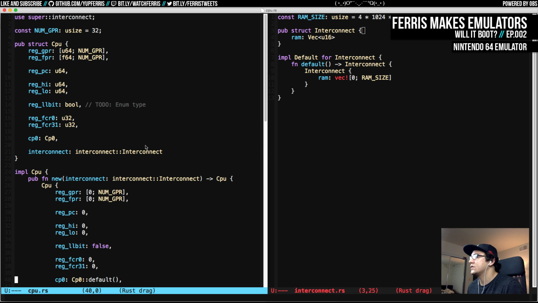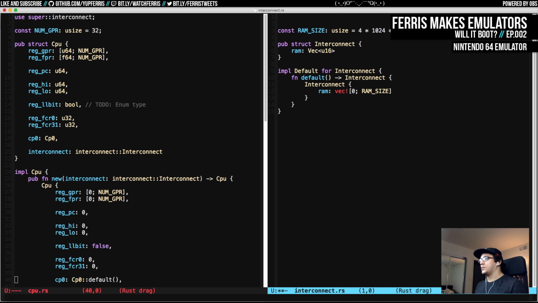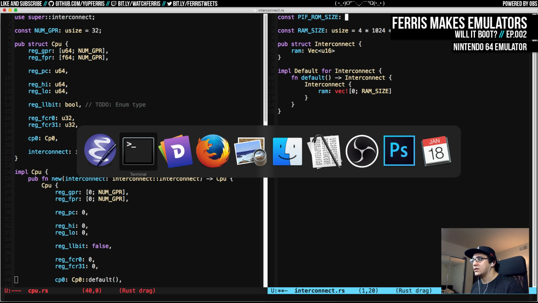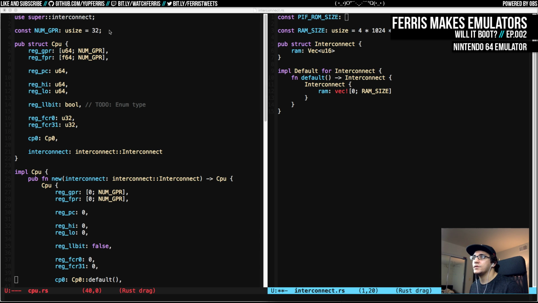Yes. Looking good. So the interconnect, this will own the PIF ROM. Let's go ahead and model that. PIF ROM size. I believe that was 2 kilobytes. 2048, yeah. 2 kilobytes. So that's going to be use size equals. And that'll be good enough for now, actually.